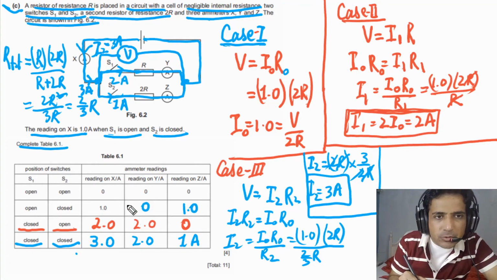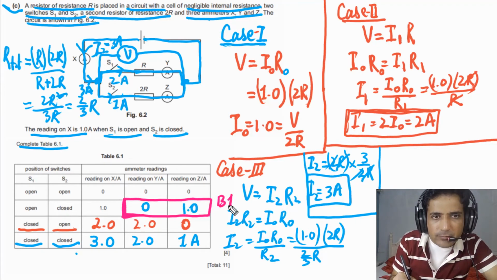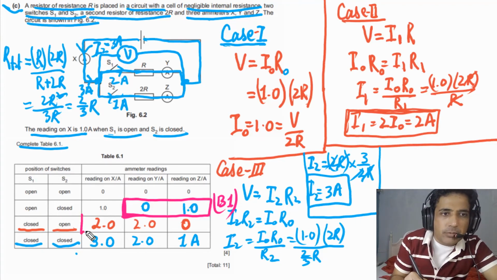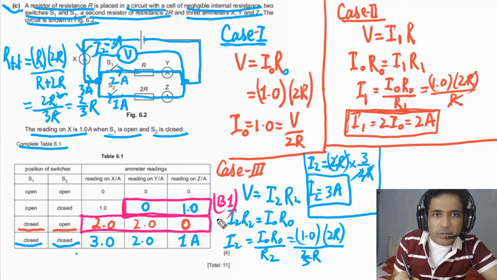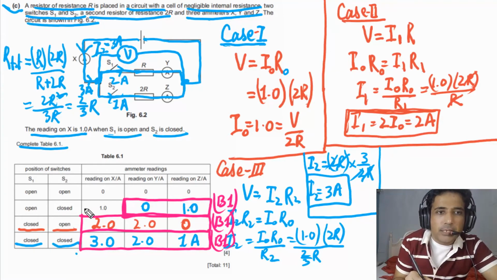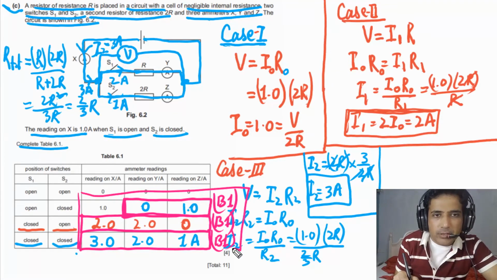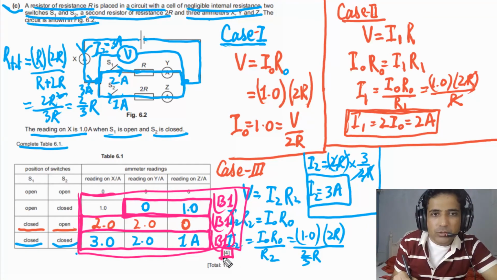Let me explain to you how marks will be awarded for this question. You will get 1 B mark if you have written these 2 values and these 2 values are correct. And the second B mark you will get if you got all these 3 values correct. And the third B mark you will get if you got all these values correct. And the fourth mark you will get if all these values are correct. Then you will get 4 marks, and this question has a total of 4 marks.